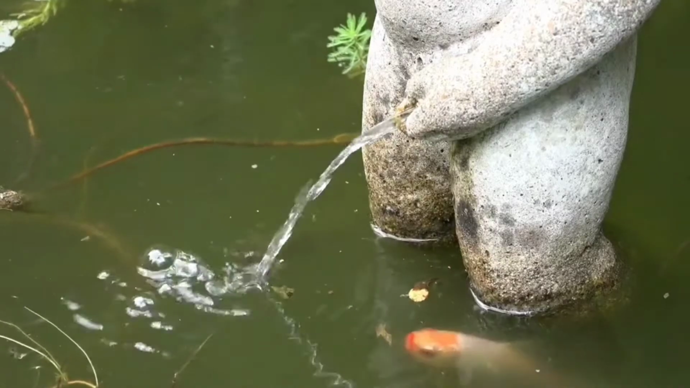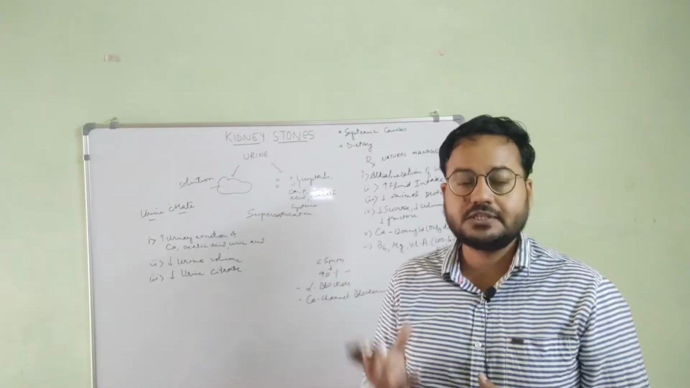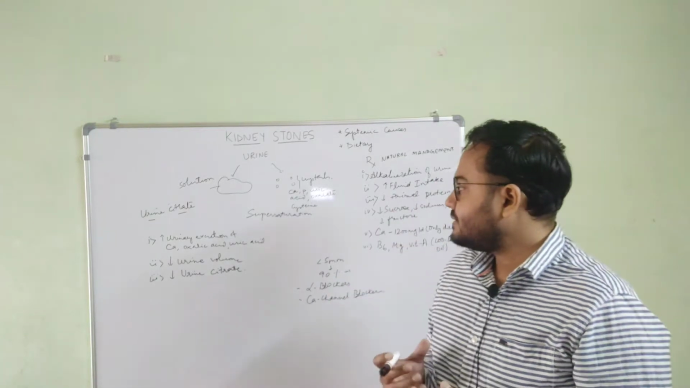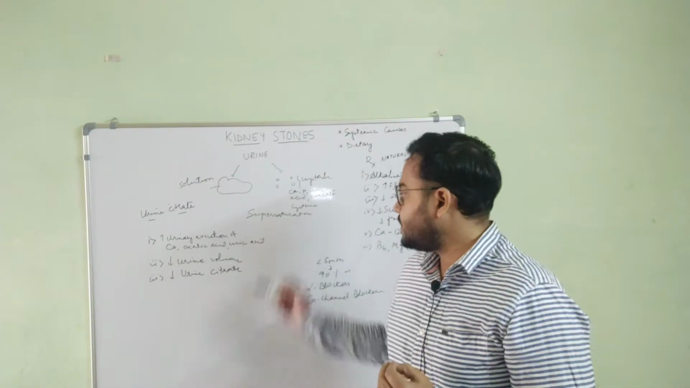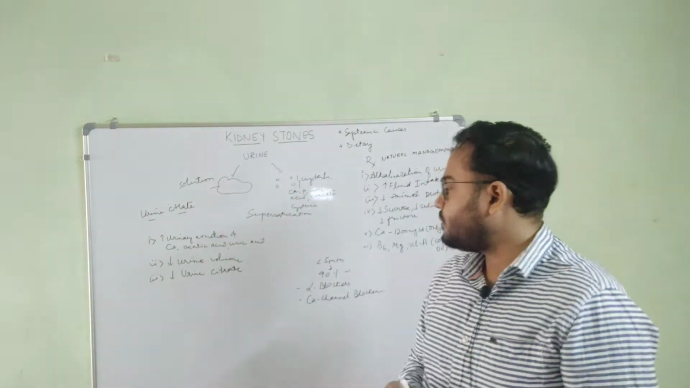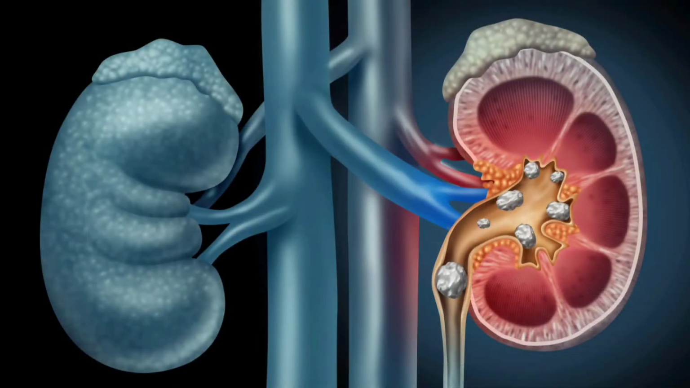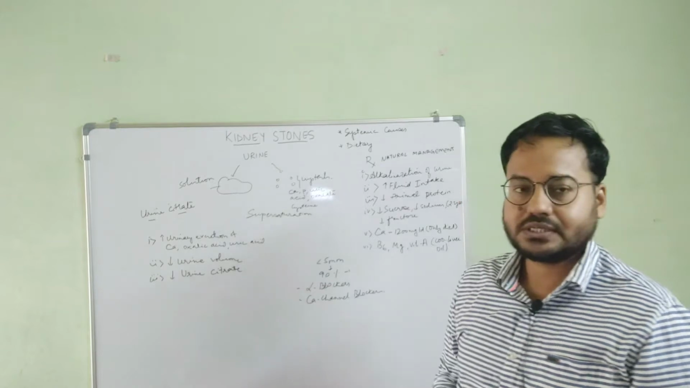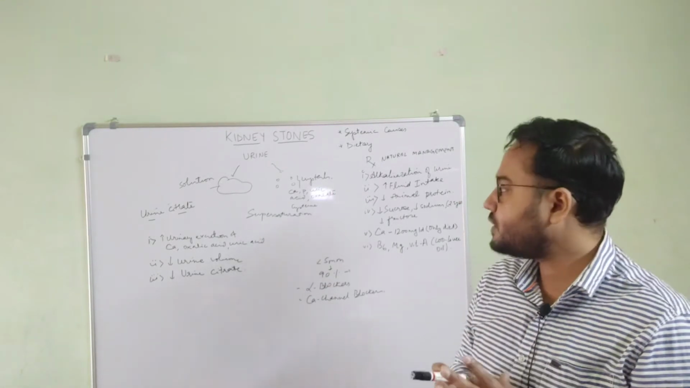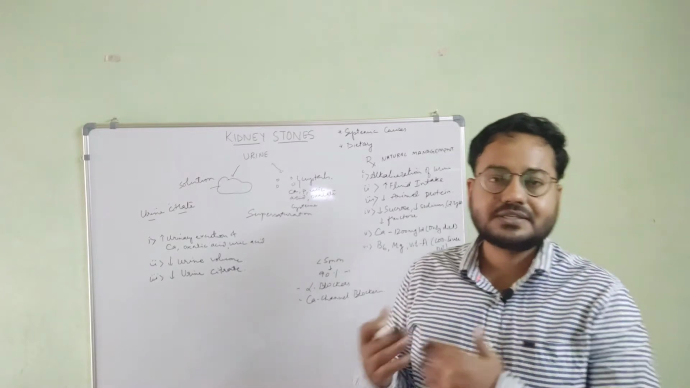So sometimes what can happen is that our urine has too much of these salts, and in that case it can cause supersaturation, and subsequently it can lead to kidney stone formation. There can also be cases where the volume of urine is less, and that can lead to supersaturation and cause kidney stones.